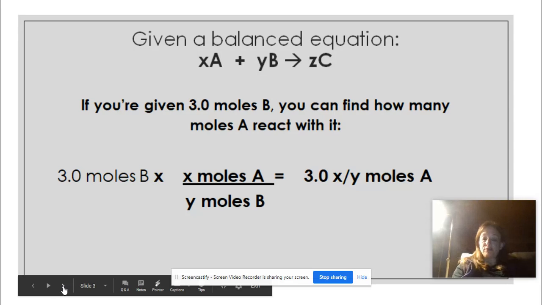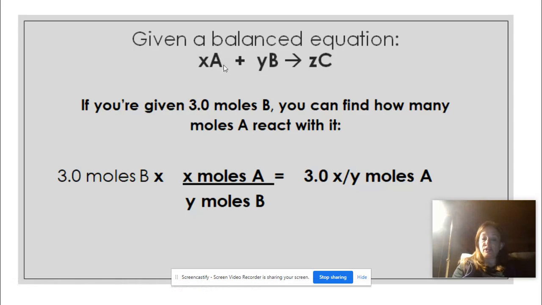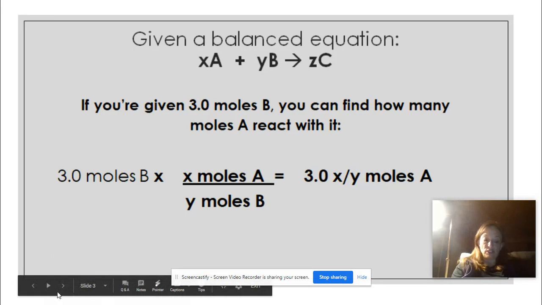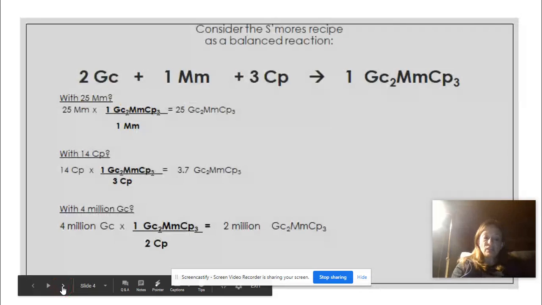All right, here's another example using that same given balanced reaction. If you're given 3 moles of B, you can find out how many moles of A react with it. Here's 3 moles of B times in a line. X moles of A is my answer that I'm looking for. Y moles of B is what I'm trying to get rid of. So that will cross out and cancel, and I'll get 3 times X, because X is on the top, divided by Y, which is on the bottom. And that will give me moles of A, because moles of B is going to cancel out.